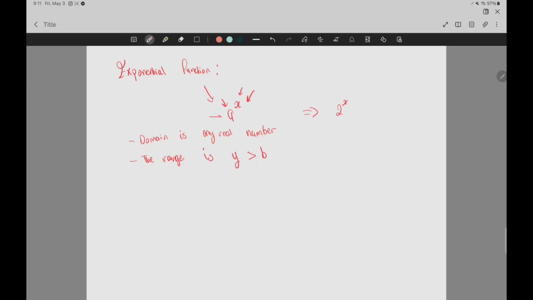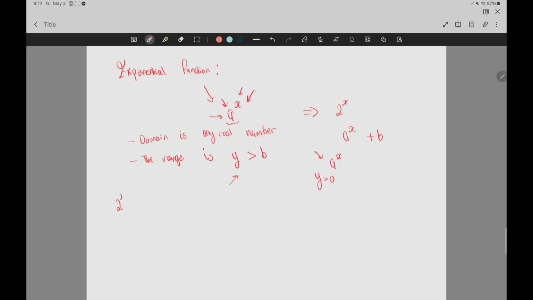Okay, this is the general form of an exponential function. It's usually a to the x, but sometimes you might have a to the x and then they put another number plus b. The range is always y is greater than b, but sometimes they only write it as a to the x. In this case, the asymptote will be y is greater than 0. I know it might sound confusing, but let me explain.